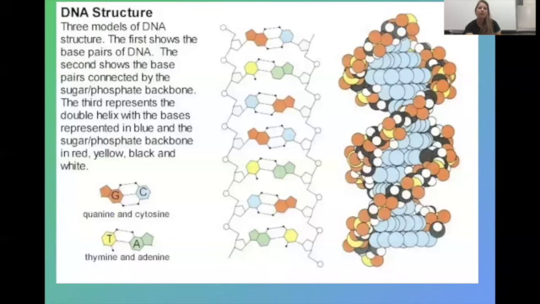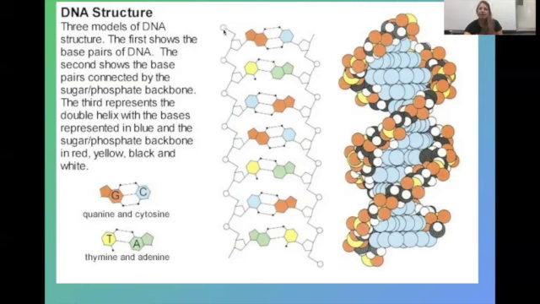So what does this model look like? You have the 3D space-filled model, and then you just have the ball and stick model. What we've got is a phosphate, a sugar, and a nitrogenous base. And there are 4 different nitrogenous bases in DNA. Guanine and cytosine, and they always bond together. Thymine and adenine, and they always bond together.